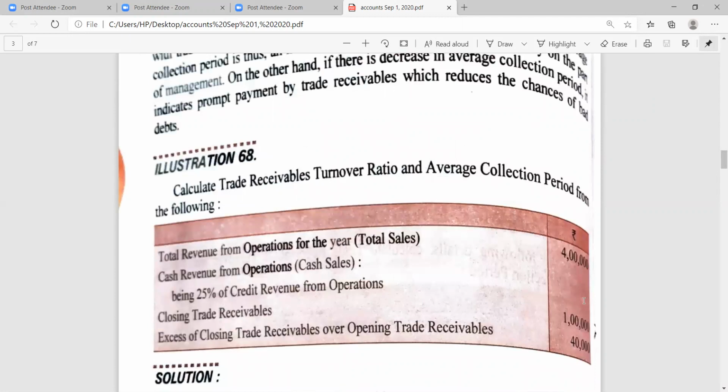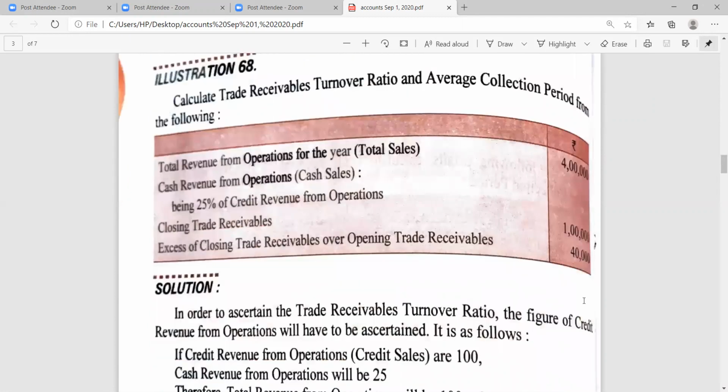Let's see what is given over here in the next illustration number 68. I just want to highlight the point first: what is the difference between the previous question and this one? In the previous question, the cash sale was 20% of the total revenue from operation. Please mind it, in this question, it is 25% of the credit revenue from operation.